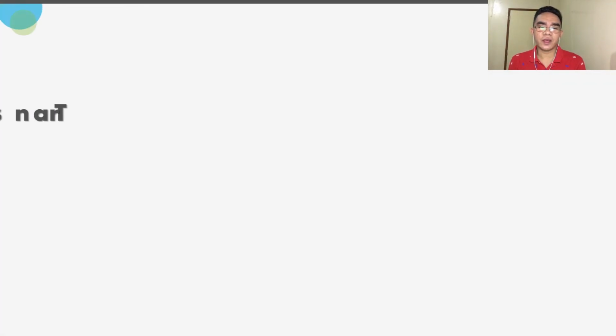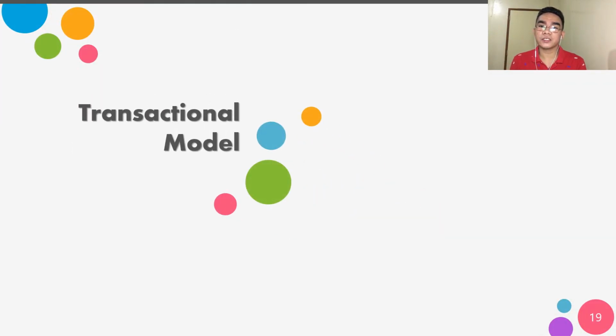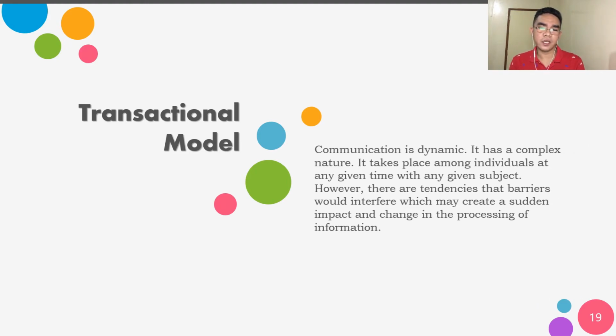So we're going to continue with our last model, which is the transactional model of communication. So communication is dynamic, right? Communication is dynamic. It is a complex nature. It takes place among individuals at any given time with any given subject. However, there are tendencies that barriers would interfere, which may create a sudden impact and change in the process of communication. So what do you mean by that?